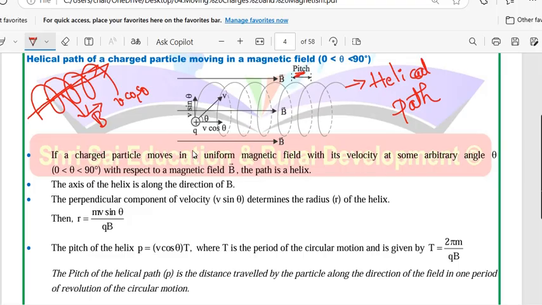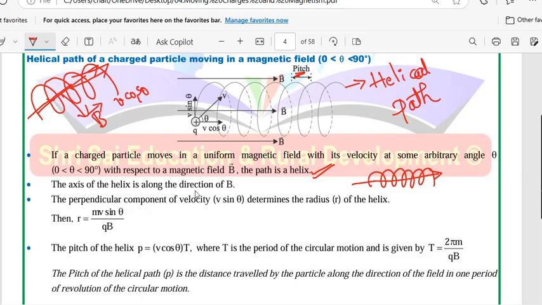Okay, so now consider if a charged particle moves in a uniform magnetic field with its velocity at some arbitrary angle theta that is less than 90 degrees with respect to the magnetic field B bar, the path is a helix. The axis of the helix is along the direction of the magnetic field. So the helix has some kind of axis, and the axis is in the same direction as the magnetic field.